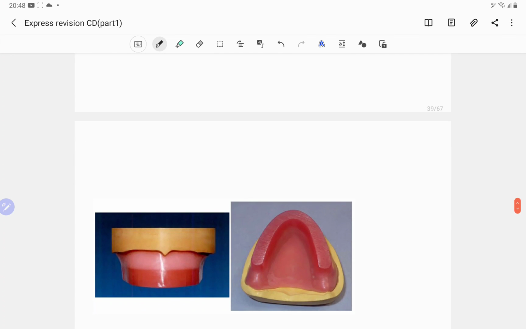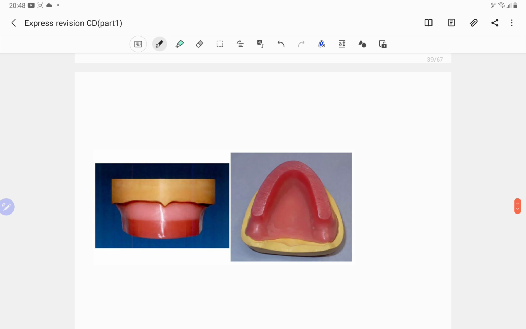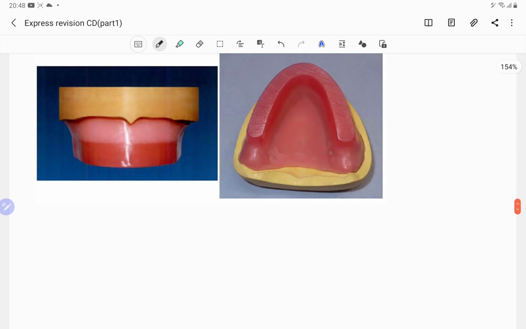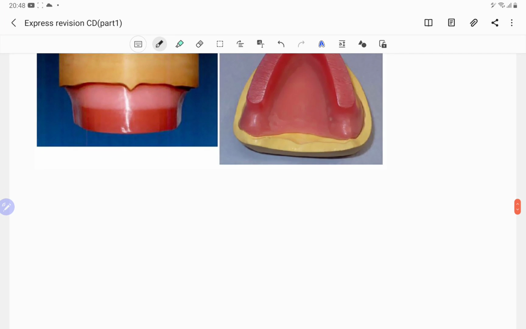Now that we have the secondary cast, we are going to make record bases and we are going to make the occlusal rims. So construction of occlusal rims, which is again a lab step. So we are going to construct the occlusal rims on the record bases. We have got maxillary and the mandibular. So the question that can be asked is the dimension of the occlusal rim. So the anterior height of the occlusal rim is going to be 22 millimeters.